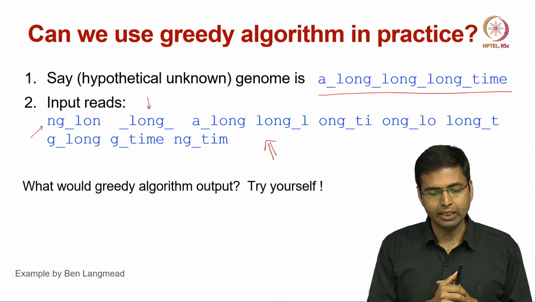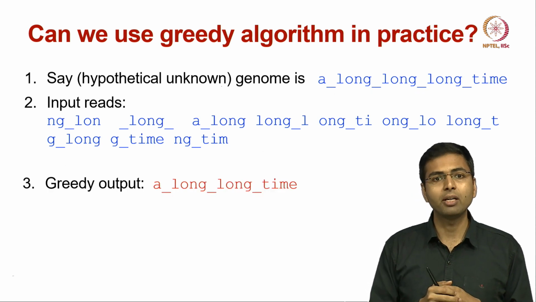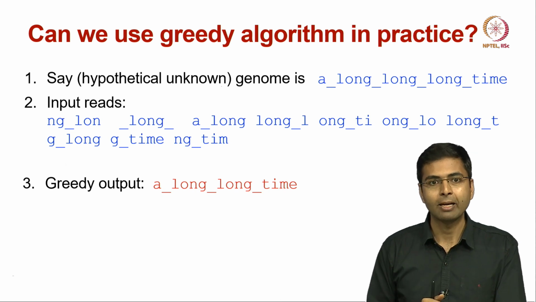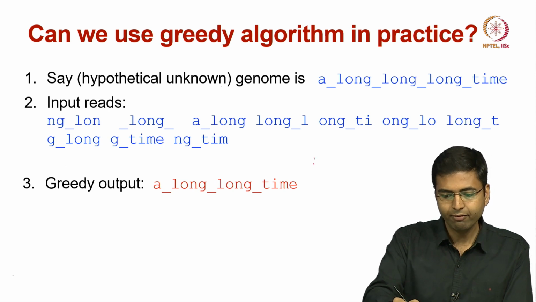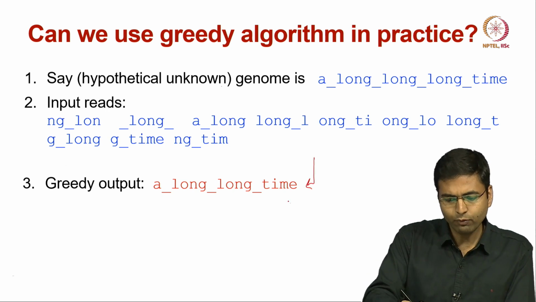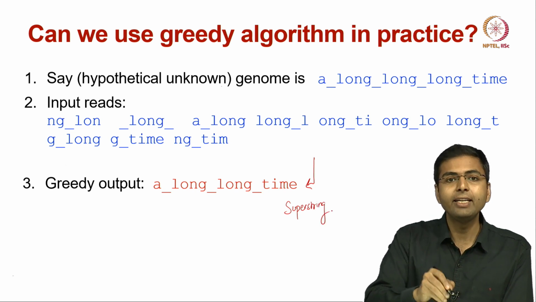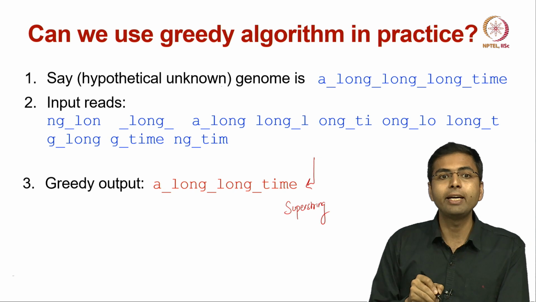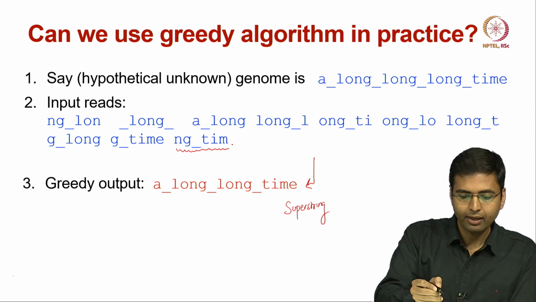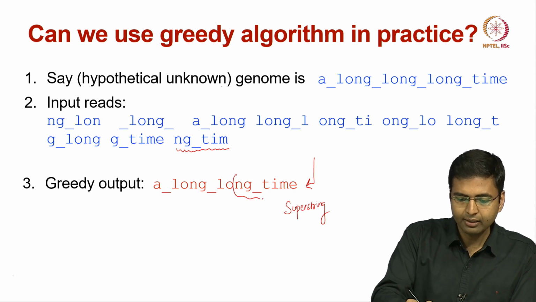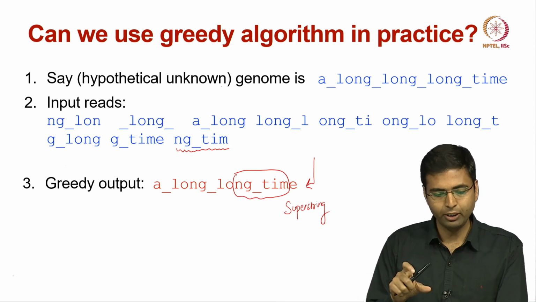Now, I encourage you to try this yourself, and once you finish the analysis, you will find that the greedy output is "a long time". That is, if you observe, this is a valid superstring, right? This is a valid superstring because if you check, each read is a substring of your greedy output. So, for example, if I look at "ng time", it is a substring of your greedy output, and similarly all these reads are substrings of your greedy output.